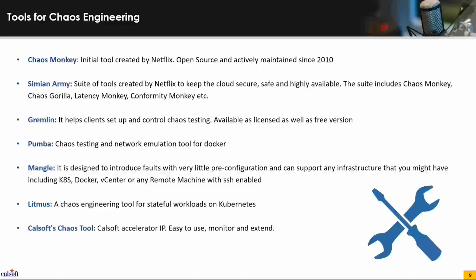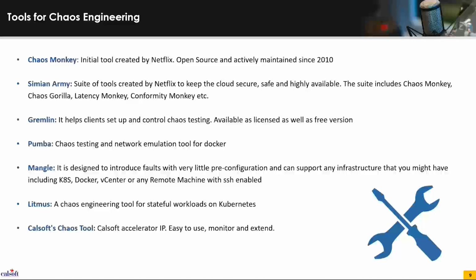Apart from that, Gremlin is doing a lot of good in this space, where they provide both licensed and free versions for chaos engineering, and they help to set up and control the chaos testing with their tool. And we also have Pumba, which, if you're interested in testing more on the network side, I recommend. It does network emulation for chaos engineering, and this is again focused on Docker kind of environments.